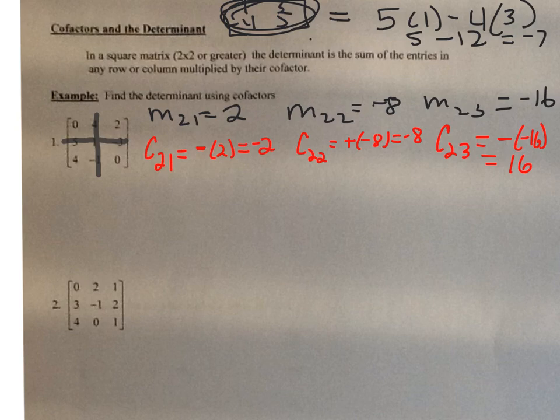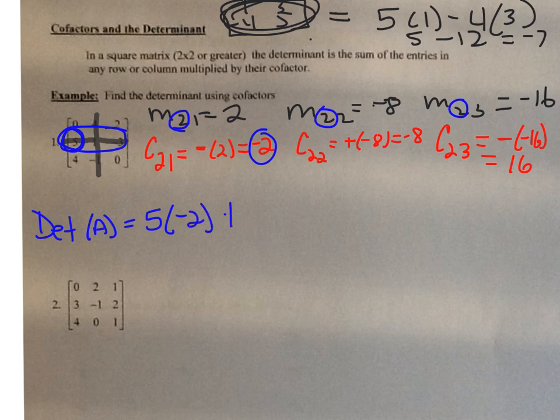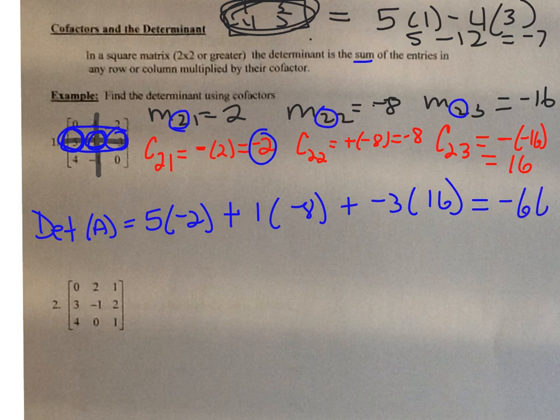Okay, so to find my determinant, I'll call it matrix A here, I kept my constant row as row 2, which is 5, 1, negative 3. You take each entry: 5 times its cofactor, which is negative 2, and you add it, because it's the sum, to 1 times its cofactor, which is negative 8, plus negative 3 times 16, its cofactor. Add them up and you get negative 66.